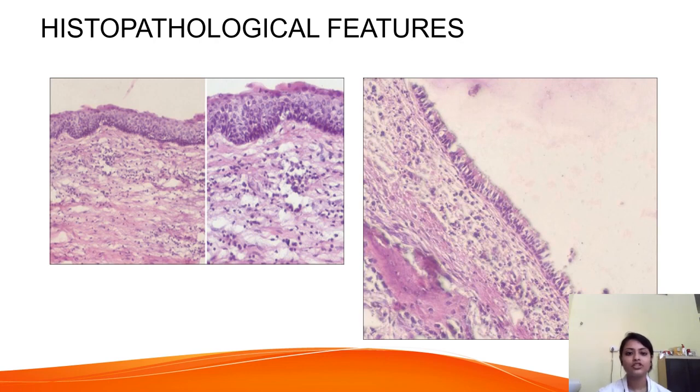As I mentioned, the histological features: stratified squamous epithelium but no rete ridges, and a palisading pattern of the cells can be seen. The connective tissue is thin fibrous.